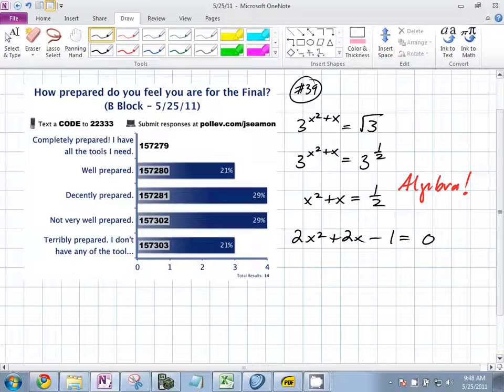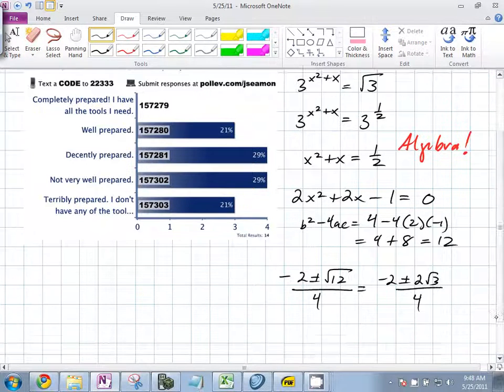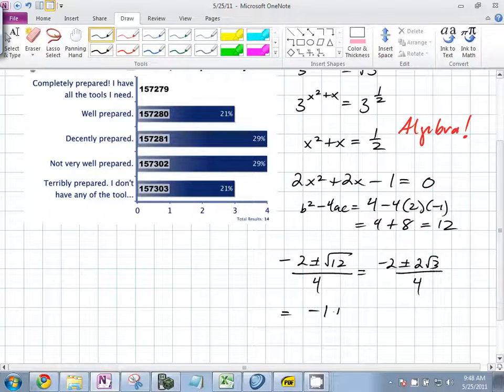No. You can check that because you check the discriminant, b squared minus 4ac. So that's going to be 4 minus 4 times 2 times negative 1. That's going to be 4 plus 8, which is 12. So in this case, the answer is going to be negative 2 plus or minus the square root of 12 all over 4, which is negative 2 plus or minus 2 root 3 over 4. So you end up with negative 1 plus or minus root 3 all over 2.